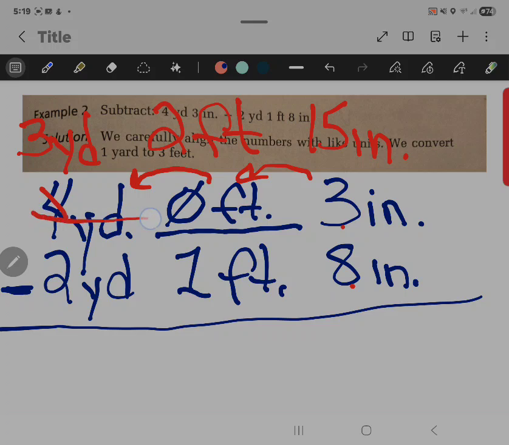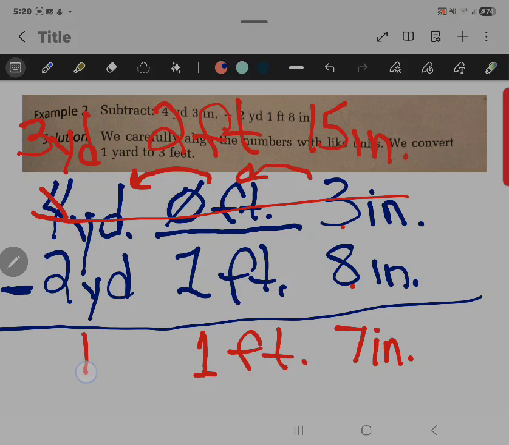Okay, so we have a new question. We have 3 yards, 2 feet, and 15 inches minus 2 yards, 1 feet, and 8 inches. Now we can do our subtraction. 15 inches minus 8 inches is what? 7 inches. 2 feet minus 1 feet is 1 feet. And 3 yards minus 2 yards is 1 yard.